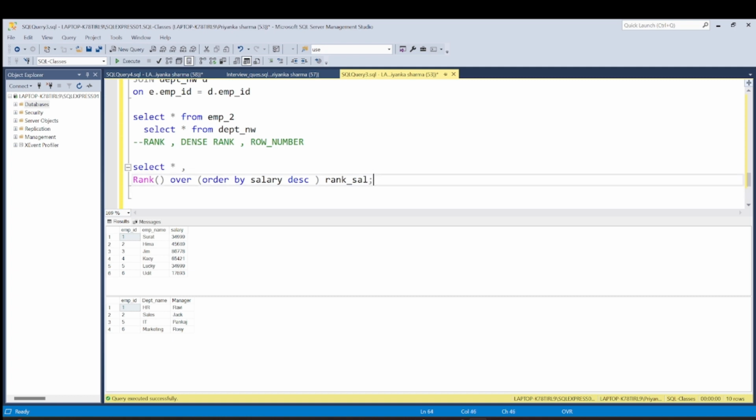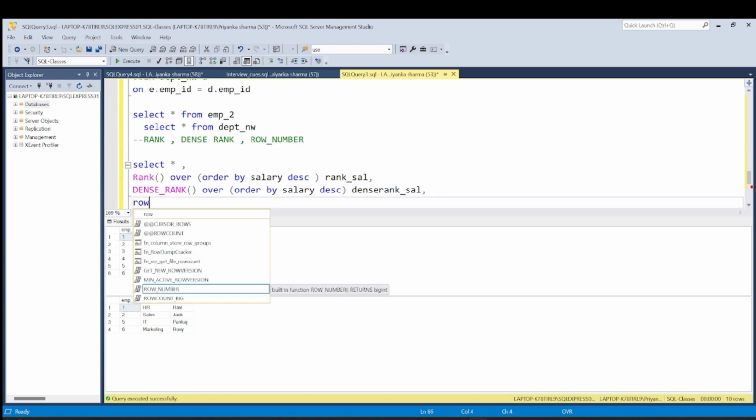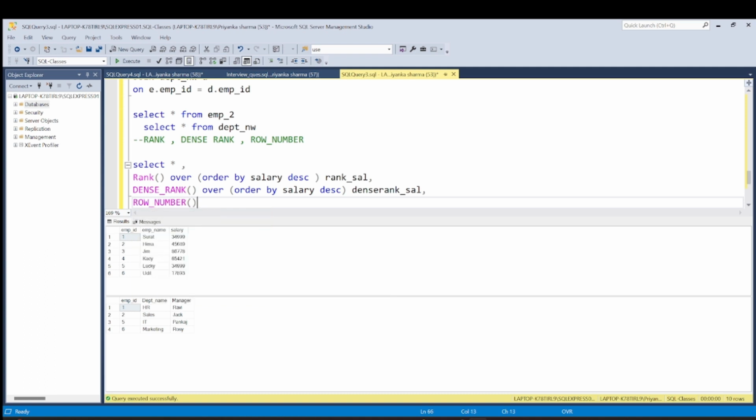Next would be dense rank. Okay, let's create dense rank, and this is over, again order by salary, and same thing, descending, and this is dense rank salary, so that we can compare. And the last is the row number. Again, the same thing I'll copy.